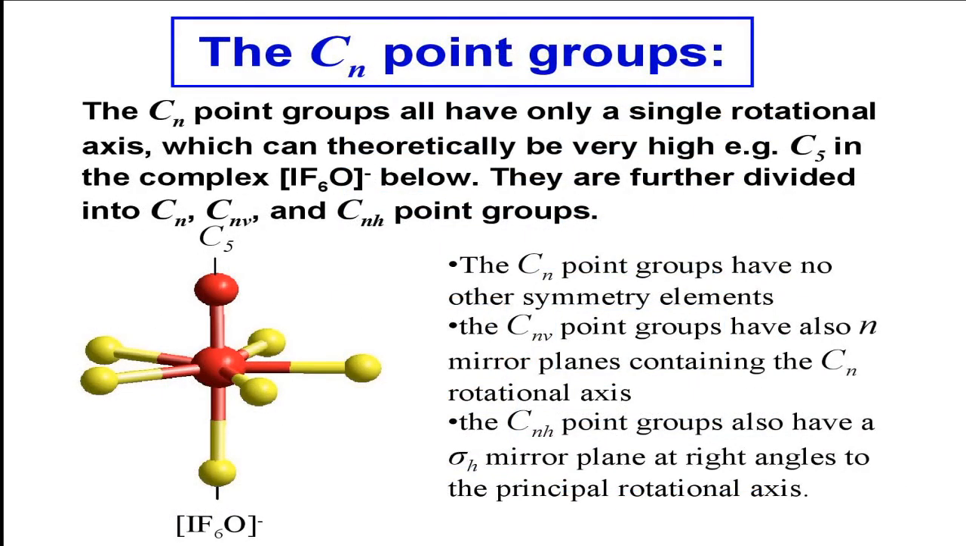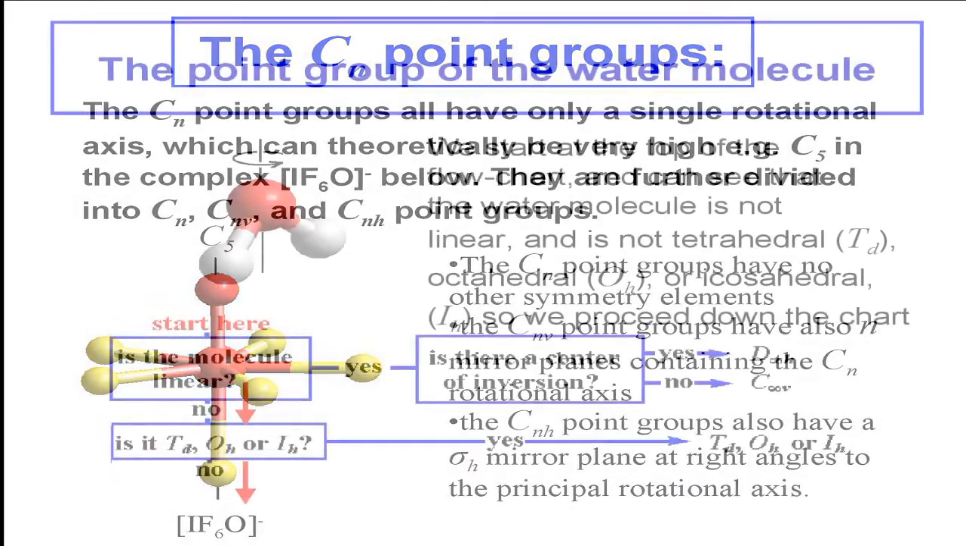So moving to Cn, now you see this molecule. In this molecule, there is only a single rotational axis, which theoretically can be very high, that is C3 in the complex below. It is further divided into Cn, Cnv and Cnh point groups.